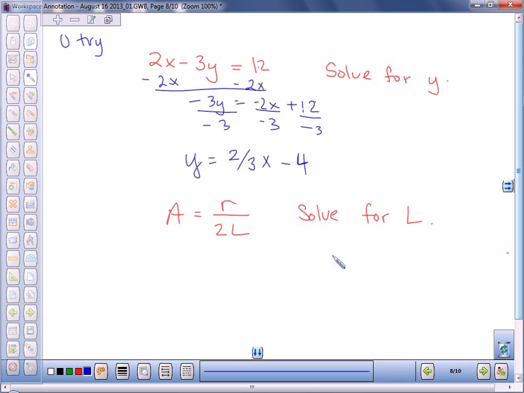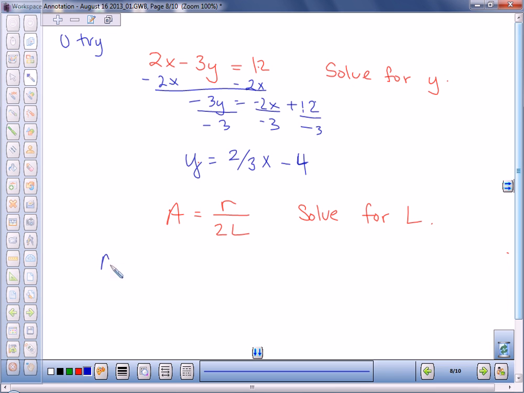Okay, our next equation. A equals R divided by 2L. And I chose this one because the variable that we're solving for is currently in the denominator. So to solve for it, we have to get it out of the denominator. Now, when I first just stare at that, it makes me think proportion. Does it make you think proportion? Do you automatically do this in your head? And you want to cross multiply and solve?